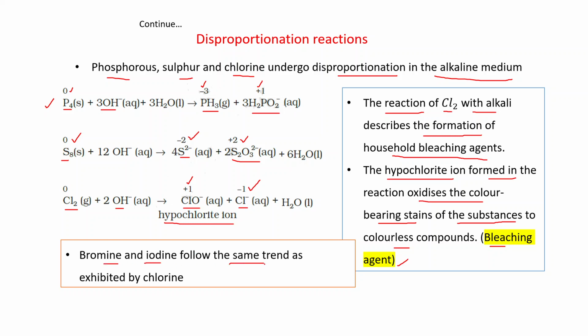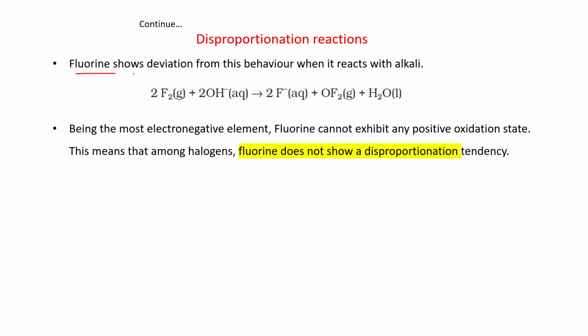Bromine and iodine follow the same trend as exhibited by chlorine. Fluorine shows deviation from this behavior when it reacts with alkali. When F2 is in the presence of alkali, this will give F minus and OF2. In both cases, its oxidation number is -1, so this is not an example of a disproportionation reaction. Why? Because being the most electronegative element, fluorine cannot exhibit any positive oxidation state. This means that among halogens, fluorine does not show a disproportionation tendency.